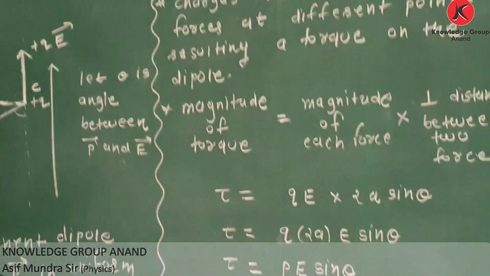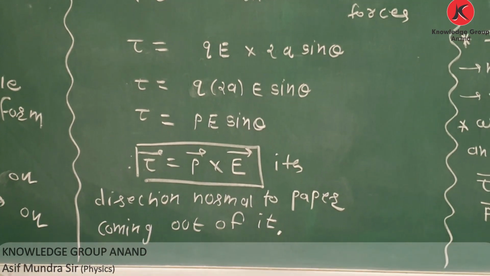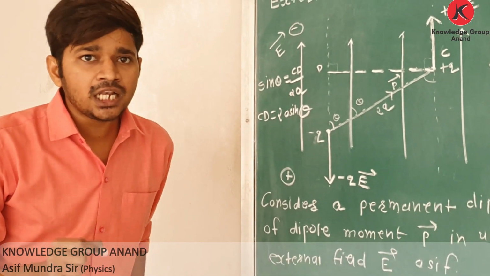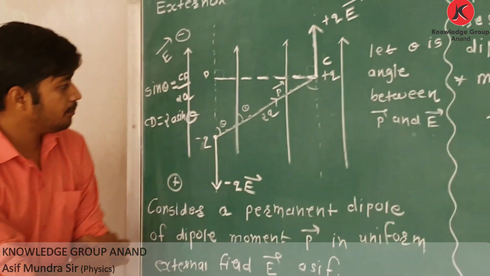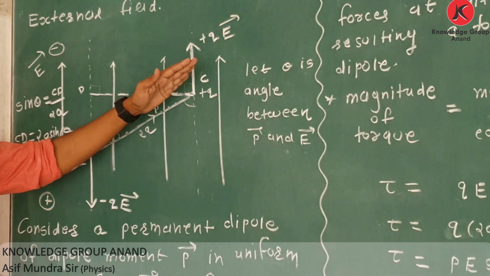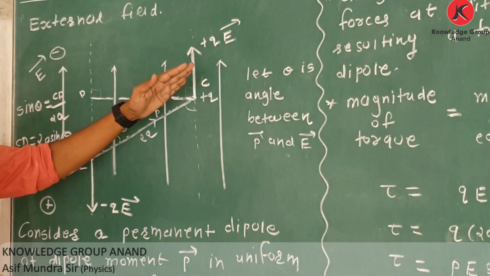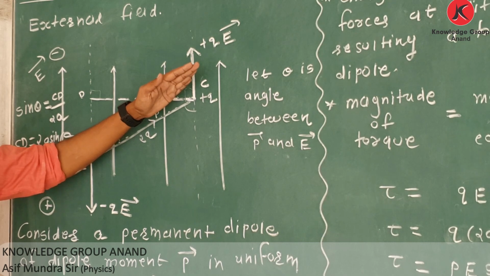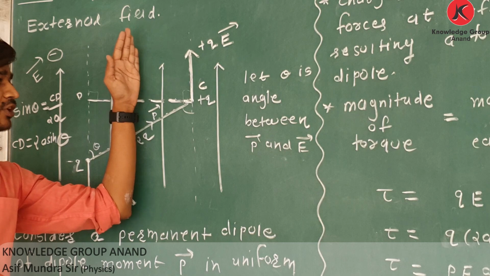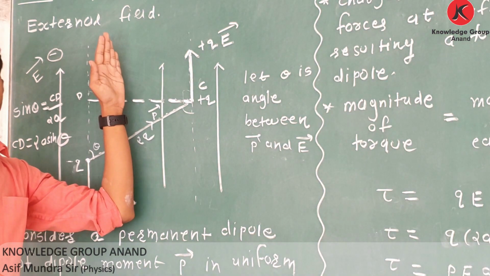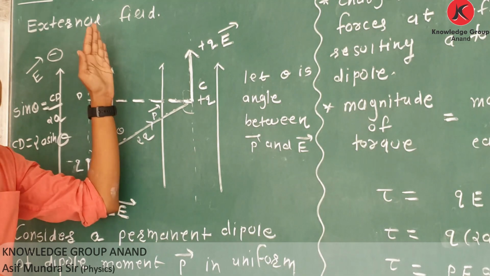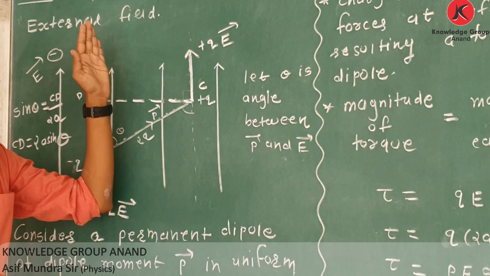And we know that due to torque, the system performs rotational motion. See here, it is a dipole. The dipole moment is in this direction. The electric field is vertically upward. Torque is acting on it, and due to this torque, the dipole will align. The dipole will align till it aligns in the direction of the electric field.